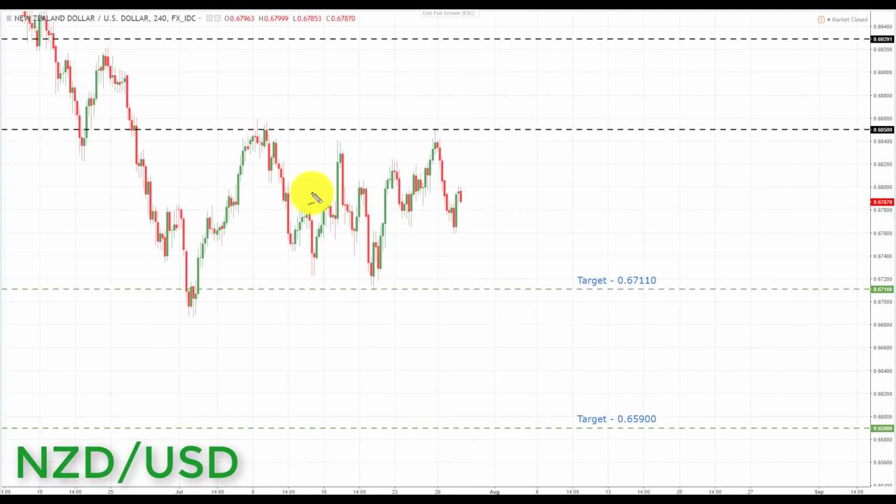Next, we have the New Zealand dollar. Now, last week we were looking for a move into the key area of broken support turning resistance at the 0.68500. You can see this was another market which came to the pip here. We reversed at the 0.68500. This was another really nice market last week.